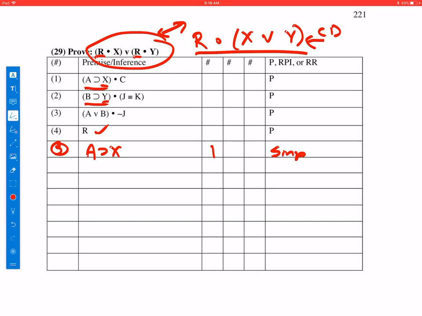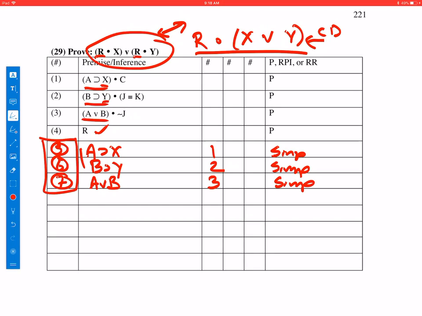So A then X from 1, simplification. We can do that because the main operator is an and. And line 6, we have B then Y from 2, simplification. So now what we need is a disjunction, A or B, which we have right in line 3. And we can also pull that out easily because it's a conjunction, A or B from 3, simplification.